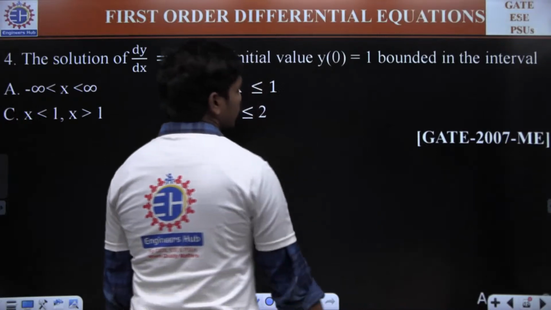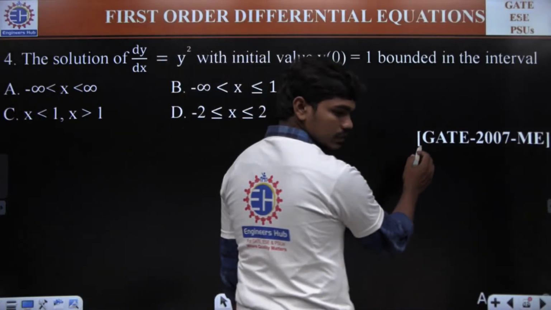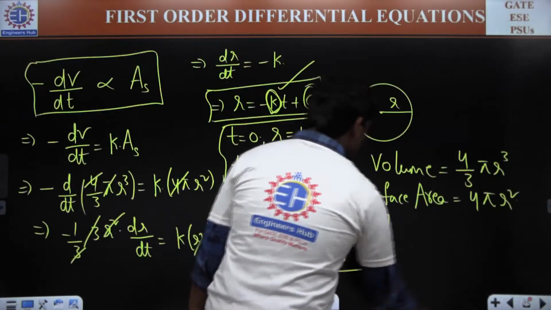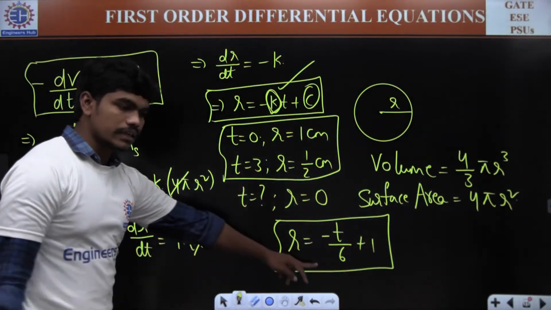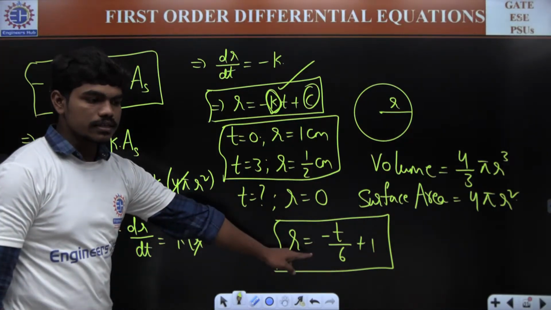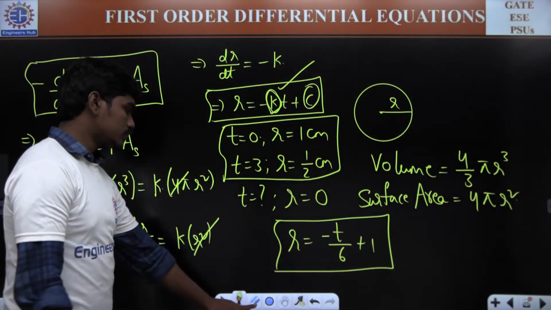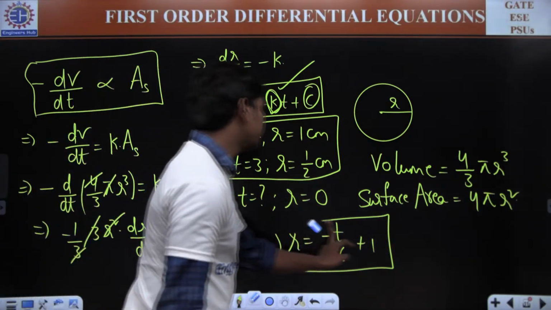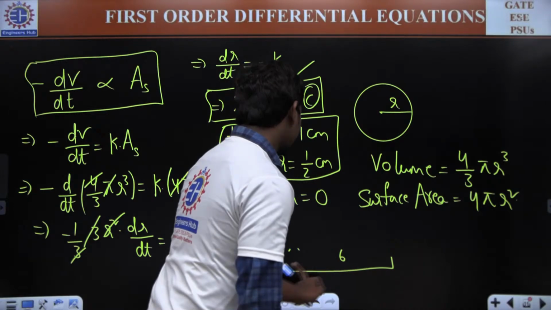This is the next question, GATE 2007, somewhere here. From the last equation, how do we get 6? From which equation? In this equation. Sridevi, is this the equation from which you are asking? Is this the 6 you are asking about? Okay, let me solve for you.